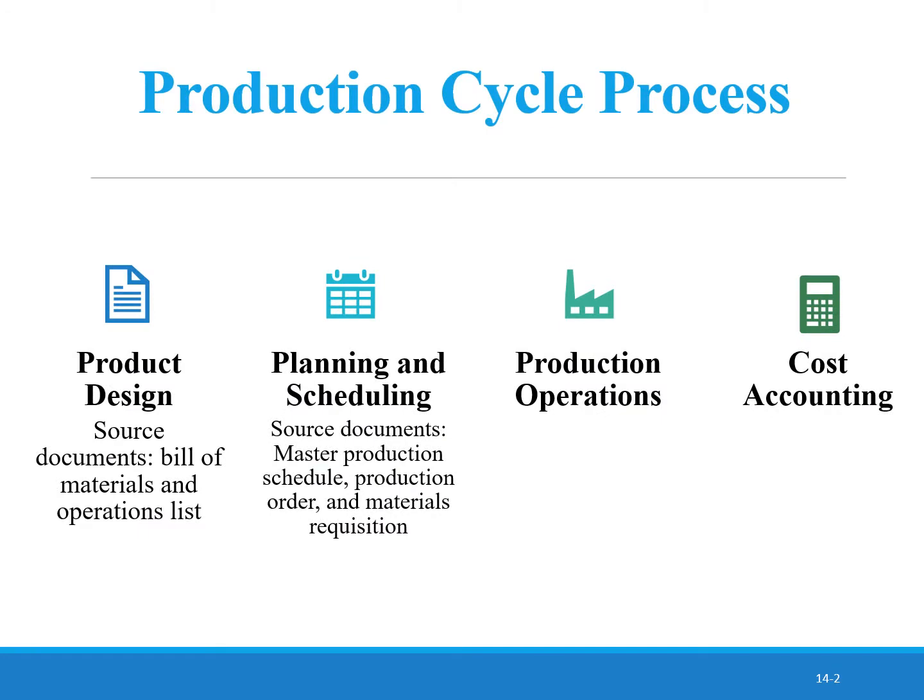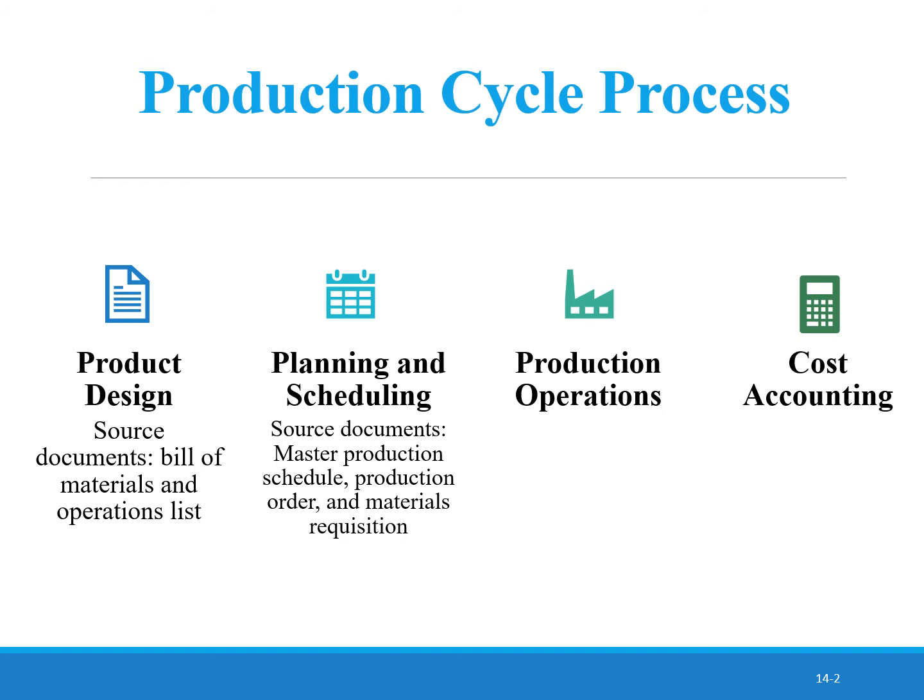Talking about the production cycle process, we should consider three main activities under the production cycle process. The first one is product design, which has the source documents: bill of materials and operation list according to the design of the product. So we need to consider this as the first activity under the production cycle or conversion cycle, designing the product and planning what material is needed for designing the aimed product.